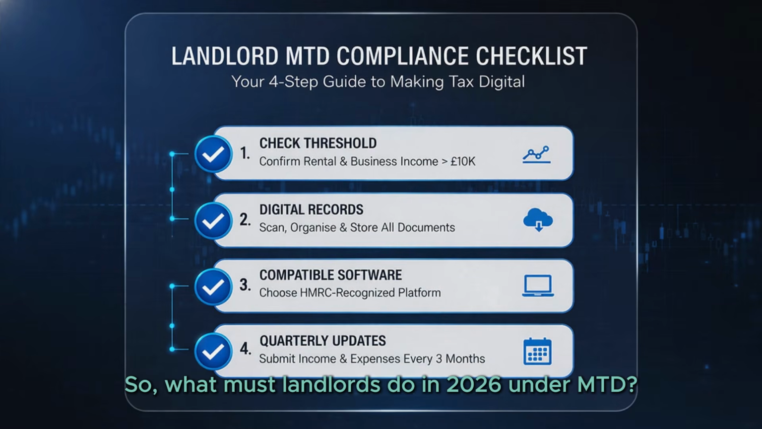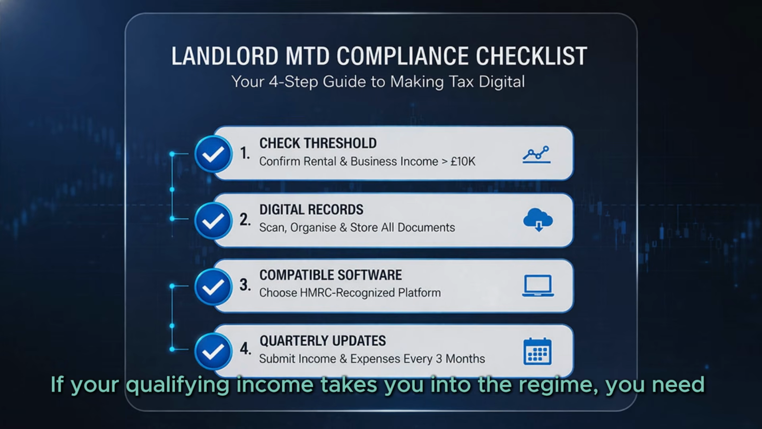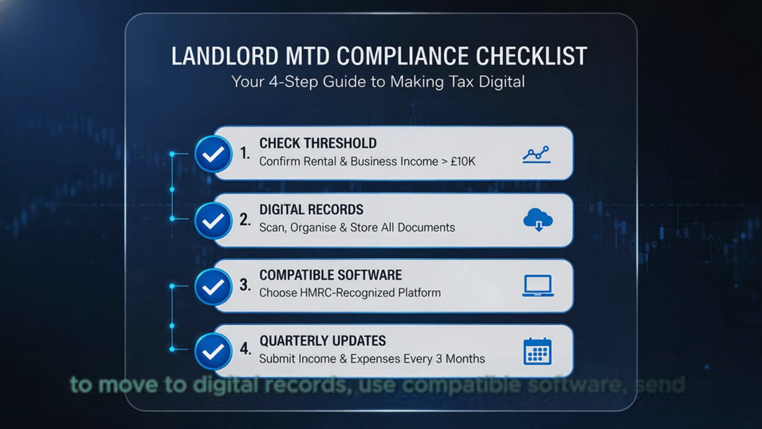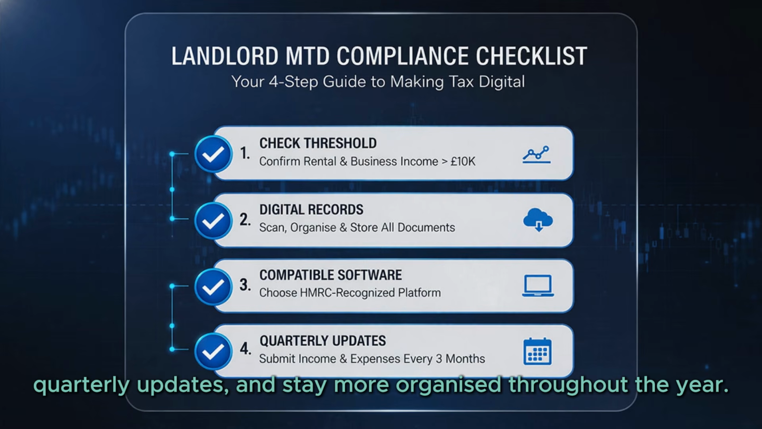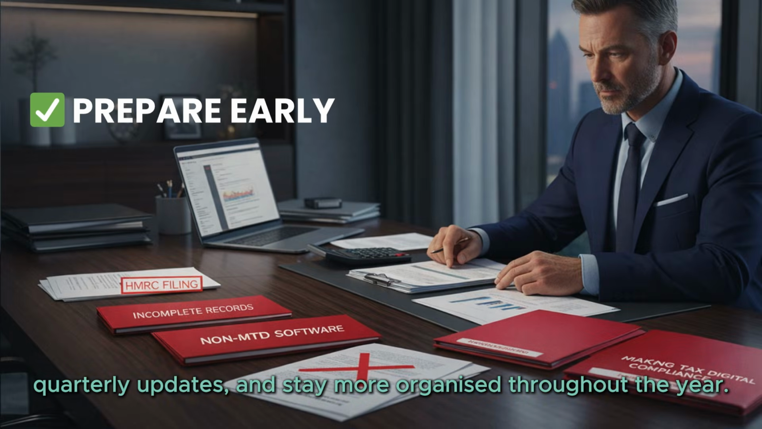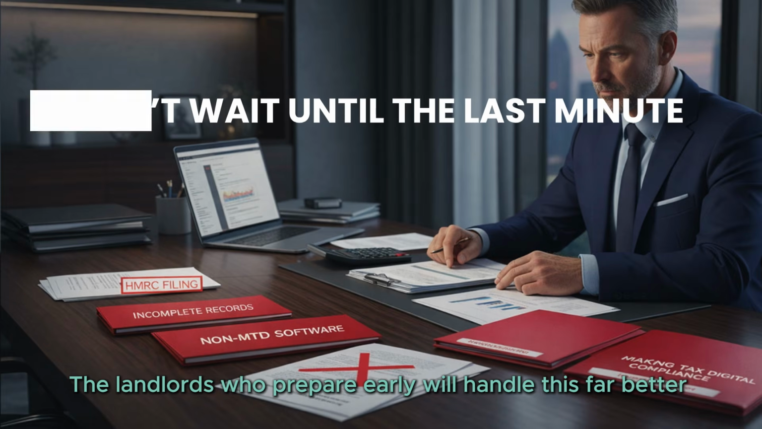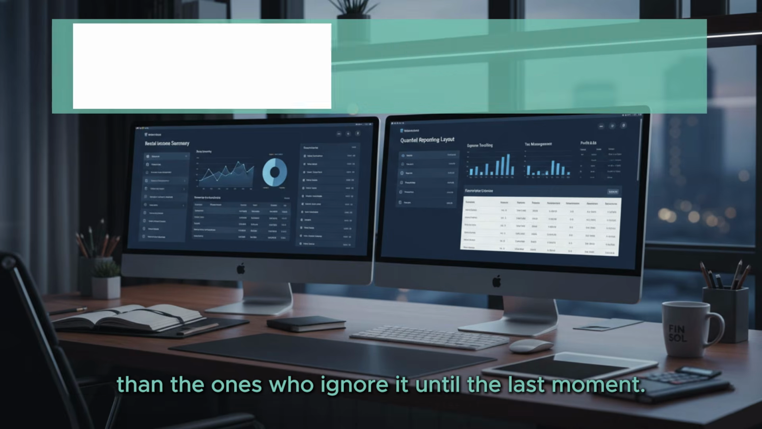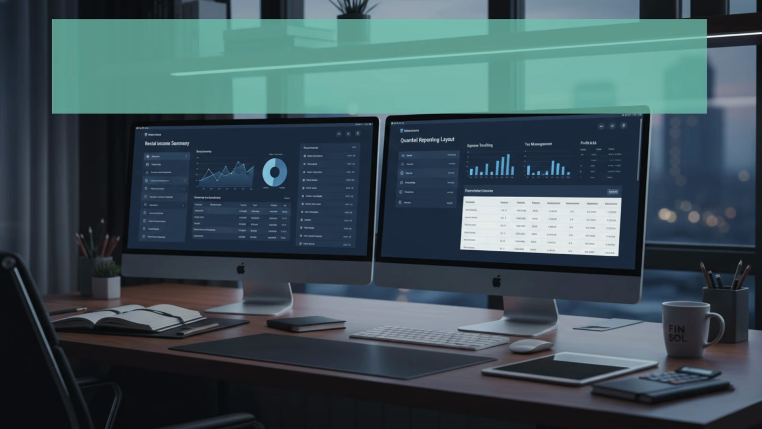So, what must landlords do in 2026 under MTD? If your qualifying income takes you into the regime, you need to move to digital records, use compatible software, send quarterly updates, and stay more organized throughout the year. The landlords who prepare early will handle this far better than the ones who ignore it until the last moment.